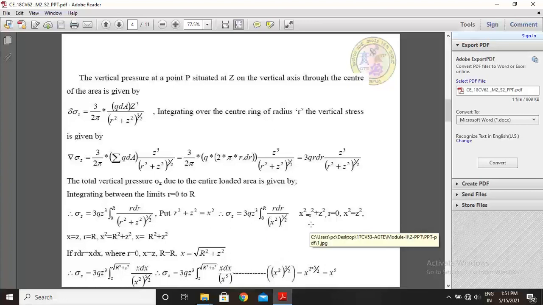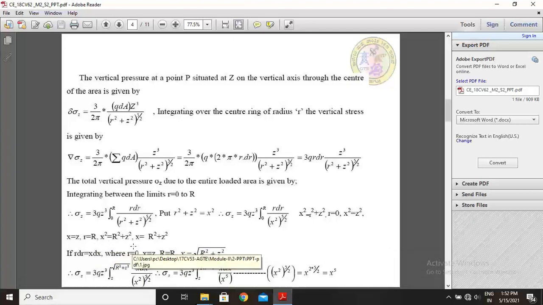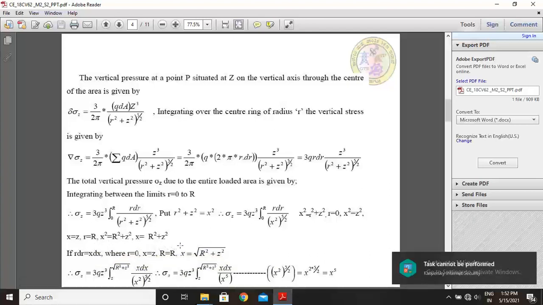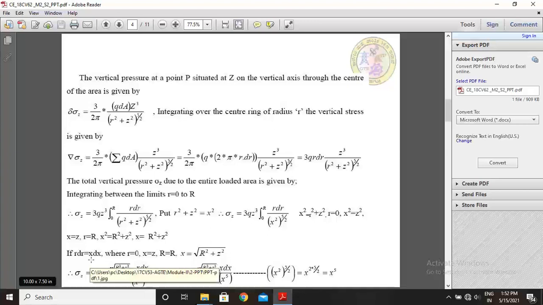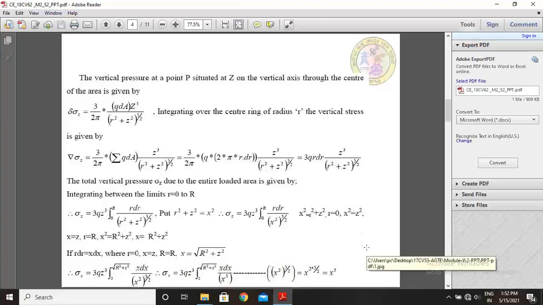Here x square equal to r square plus z square. If r equal to 0, then x square equal to z square. Therefore if x equal to z, then r equal to capital R. So x square equal to r square plus z square. If r dr equal to x dx, where r equal to 0, x equal to z, then capital R becomes r. So x becomes root of r square plus z square from the above equations while substituting these.